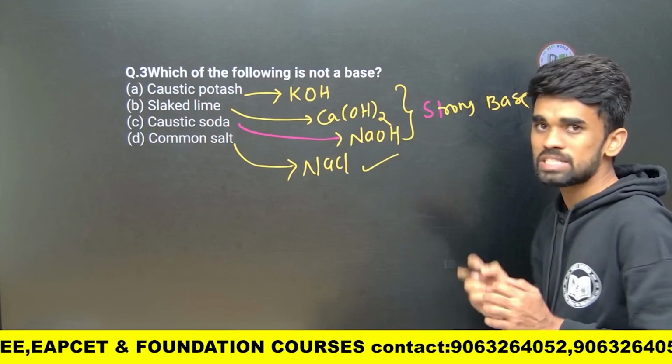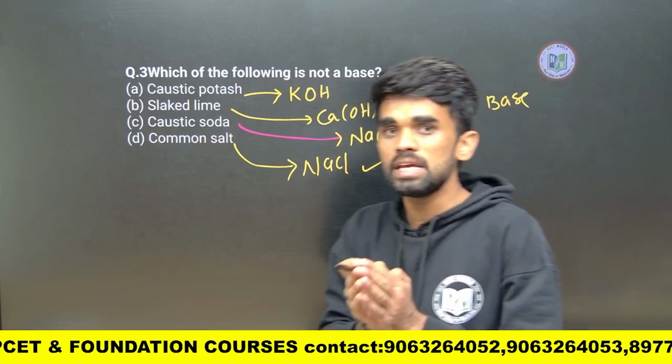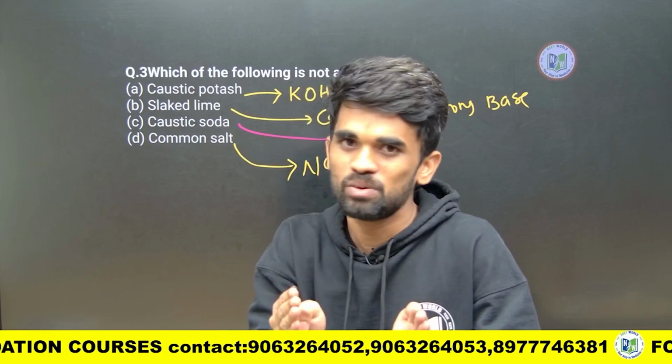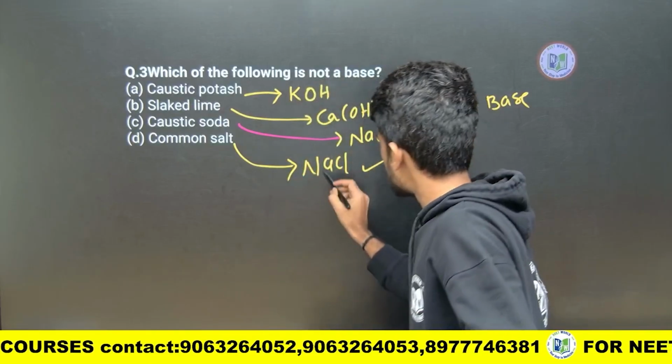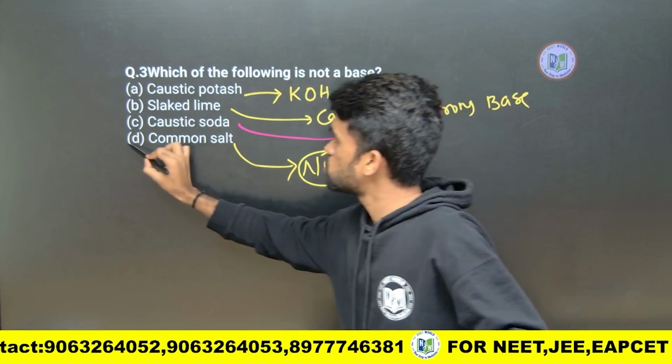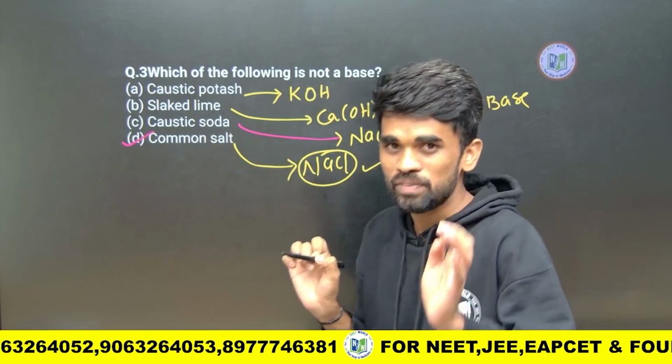NaCl is purely a salt formed from the combination of a strong acid like HCl and a strong base like NaOH, right? We are getting a salt which is neutral. This is not a base, right? So you need to choose option D as your perfect answer, right?